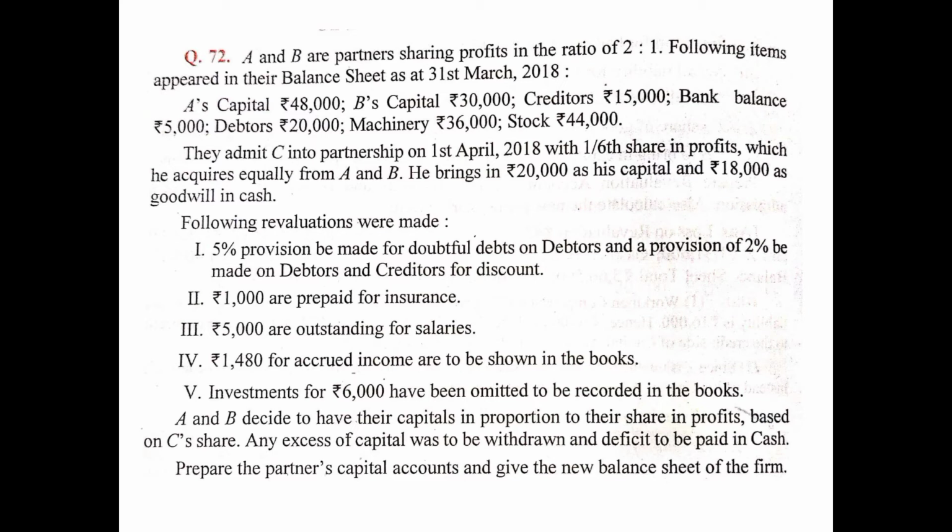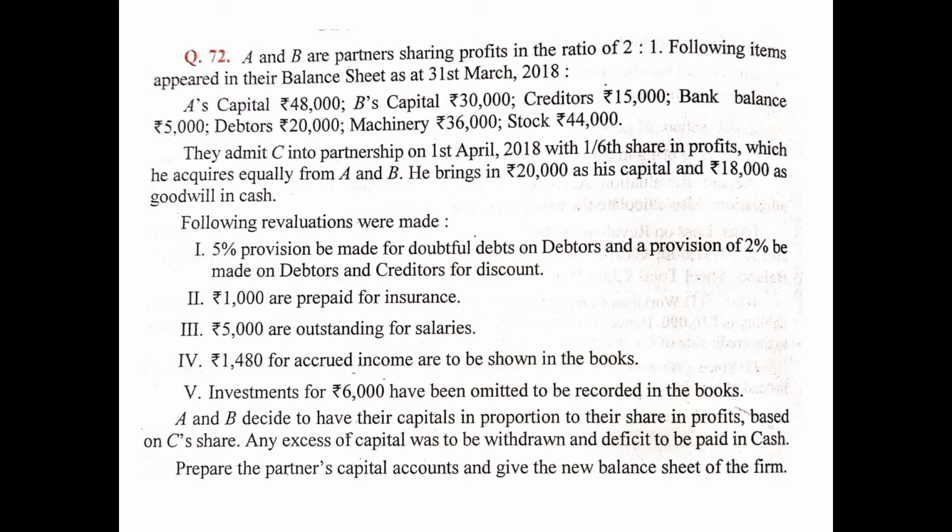Then investment of 6,000 has been omitted to be recorded in the books. Now, if we are recording it, it is an increase in asset and it will be shown on the credit side of revaluation account as by investment 6,000, and it will be shown on the asset side of the new balance sheet of the new firm.